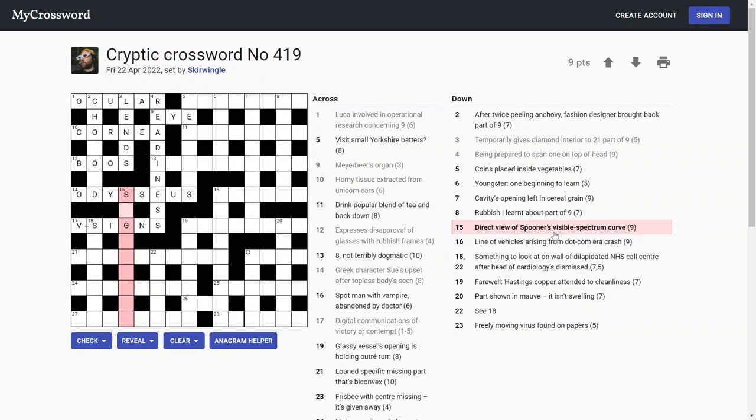Direct view of Spooner's visible spectrum curve. Oh dear, sightline, surely. Light sign, yes, wow, fantastic. Skirwingle is quite the expert at very clever cluing. So Spooner, I've explained this many times on the channel, but in case you're new, a Spoonerism is where you've got a two-syllable or two-sound word or phrase, and you swap around the first letters or the first sounds. So in this case, sightline would become light sign.